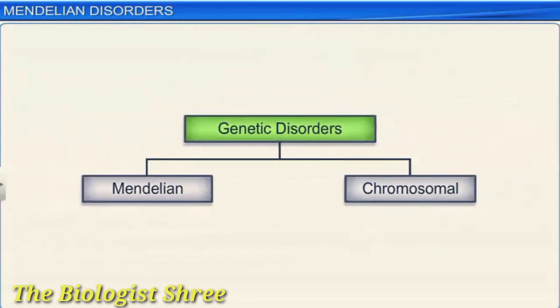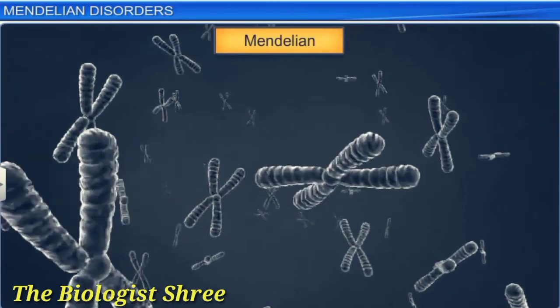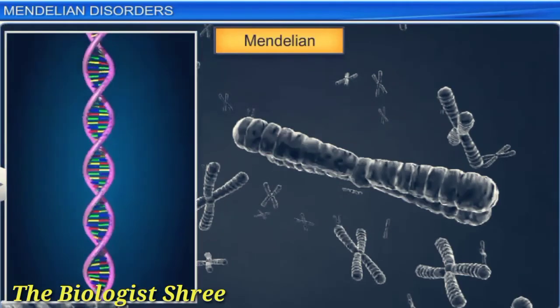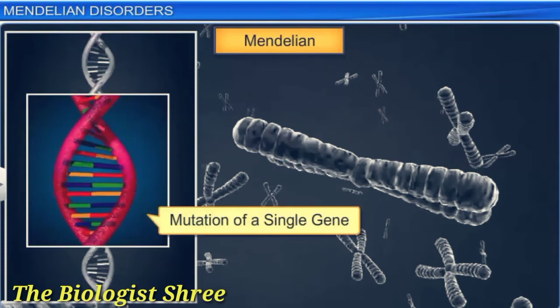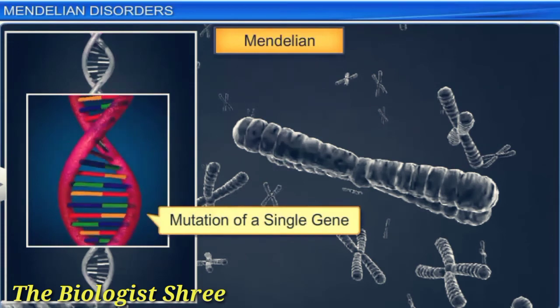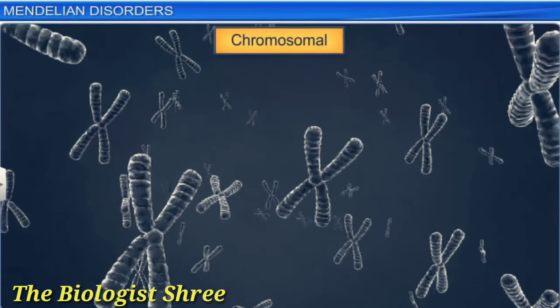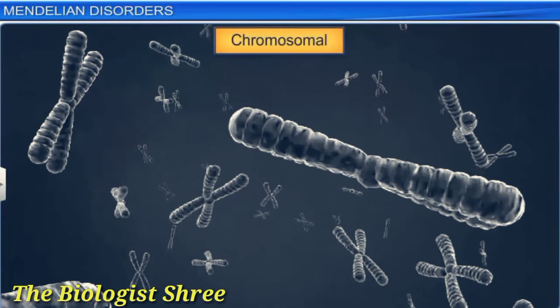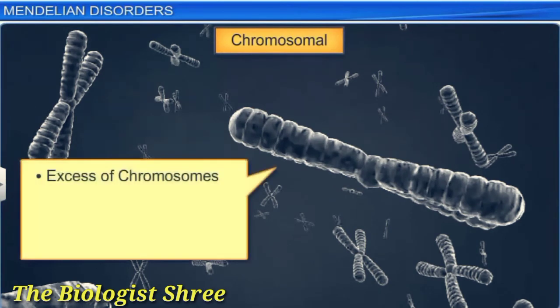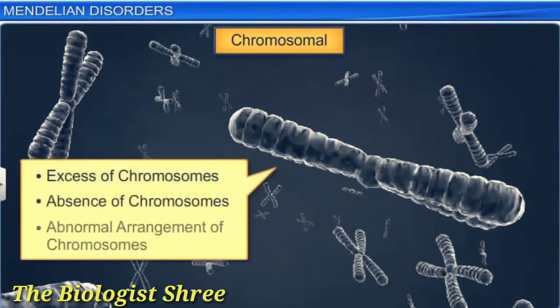We can broadly classify genetic disorders into two types, Mendelian and chromosomal. Mendelian disorders include genetic disorders caused by alterations or mutations in a single gene, as in thalassemia and sickle cell anemia. While chromosomal disorders include genetic disorders caused by an excess, absence, or abnormal arrangement of chromosomes, as in Down's syndrome and Turner's syndrome.